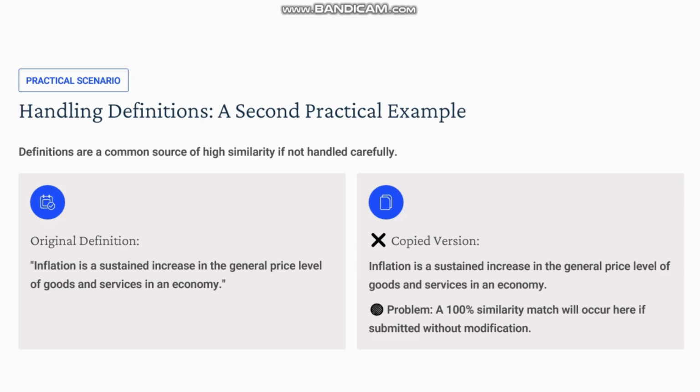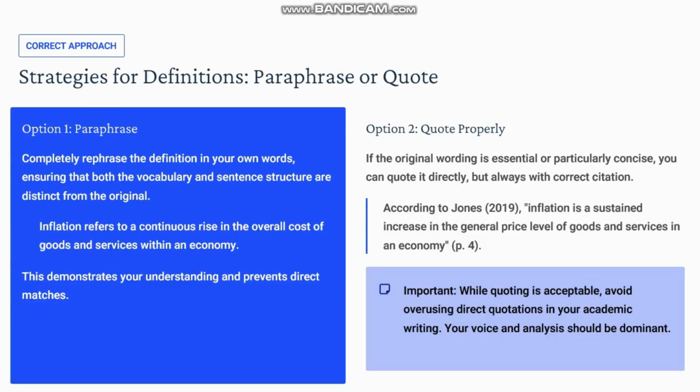The original text: inflation is a sustained increase in the general price level of goods and services in an economy. And somebody goes and copies: inflation is a sustained increase in the general price level of goods and services in an economy. Of course, this is going to be a 100% similarity match if such a submission is made. So how do we paraphrase?